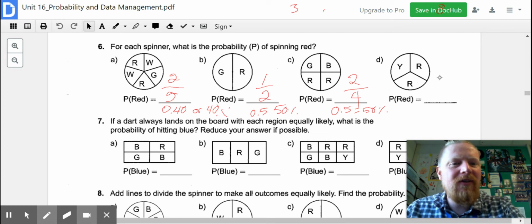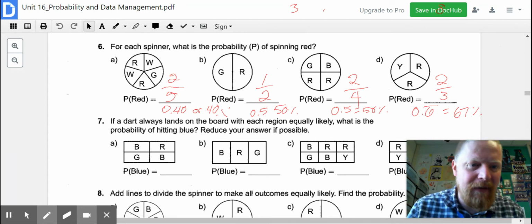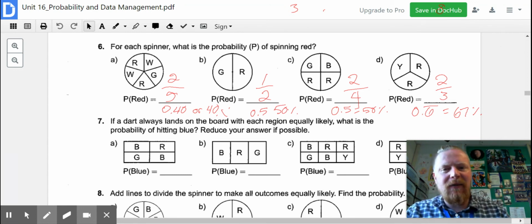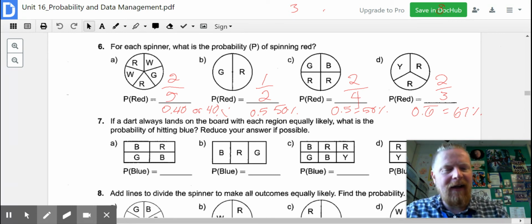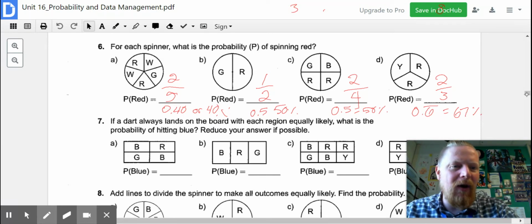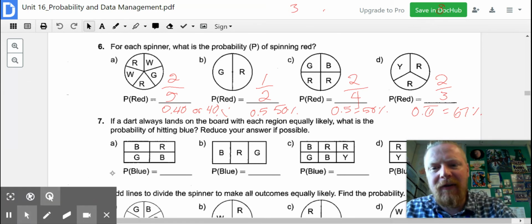What about here? I've got 2 possible reds out of 3 zones. So 2 divided by 3 is 0.6 repeating, which is about 67%. It's 66.6 repeating. So that's the way we calculate probability, is simply to look at the total or the chances of that outcome by saying, well, how many options do I have to get that event, and what are the total number of possible outcomes?